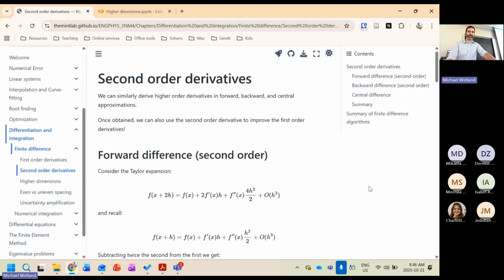Second order derivatives. Here we go. We can do the exact same approach for second order derivatives. The algebra gets a little bit more complicated because we need a few more terms, but the basic result is going to be the same. Once obtained, here's the magic: we can use the second order approximation to improve the first order approximation, right?